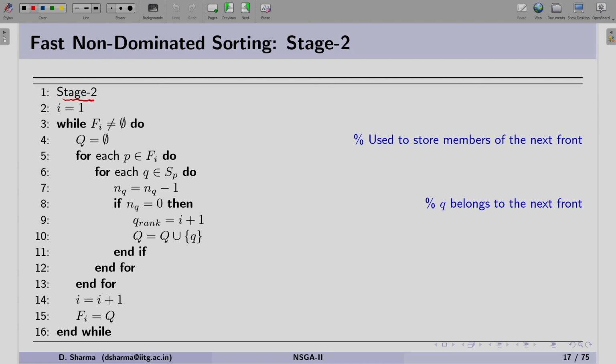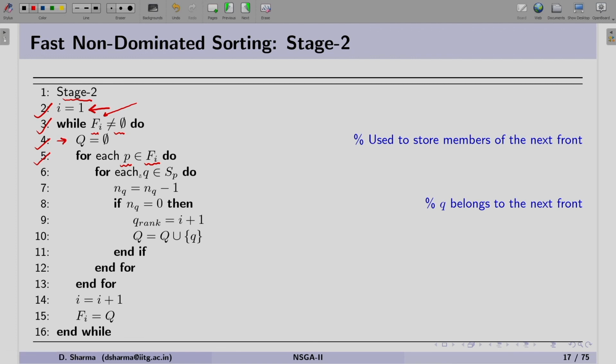In stage 2, at step 1 we have stage 2, and at step 2, we are assigning I equals to 1. Step 3 is a while loop and the condition is Fi is not an empty set. Currently I equals to 1, which means we are talking about F1. Since it is not empty from our previous stage, stage 1, it will go inside the while loop. In step number 4, there is a set called Q which is currently empty. Now in step number 5, we will take all the solutions that belong to Fi. So currently it is front 1.